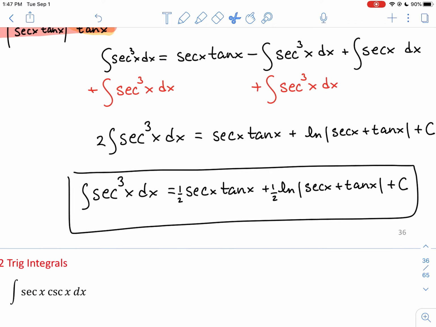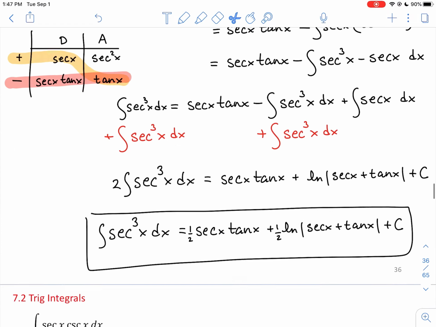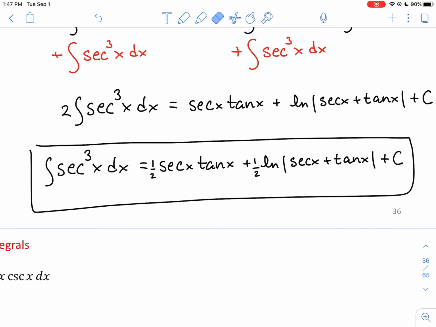To help you with memorizing it, notice that the secant x tangent of x is the derivative of secant, and the natural log of secant x plus tangent x is the antiderivative of secant. When you add them together and then divide by 2, or in other words put these 1/2 right in front of each, then you get the antiderivative of secant cubed. So let me say this in words. The antiderivative of secant cubed is the average of the derivative and antiderivative of secant.